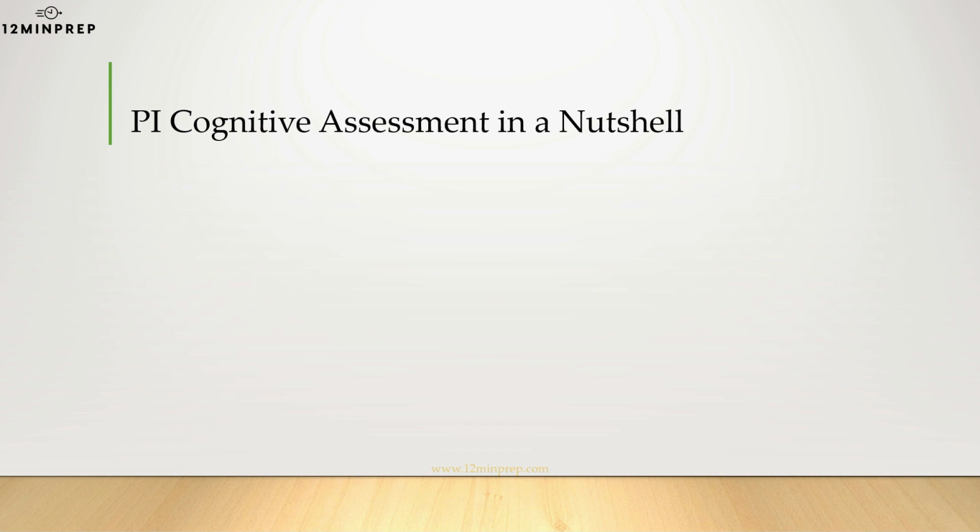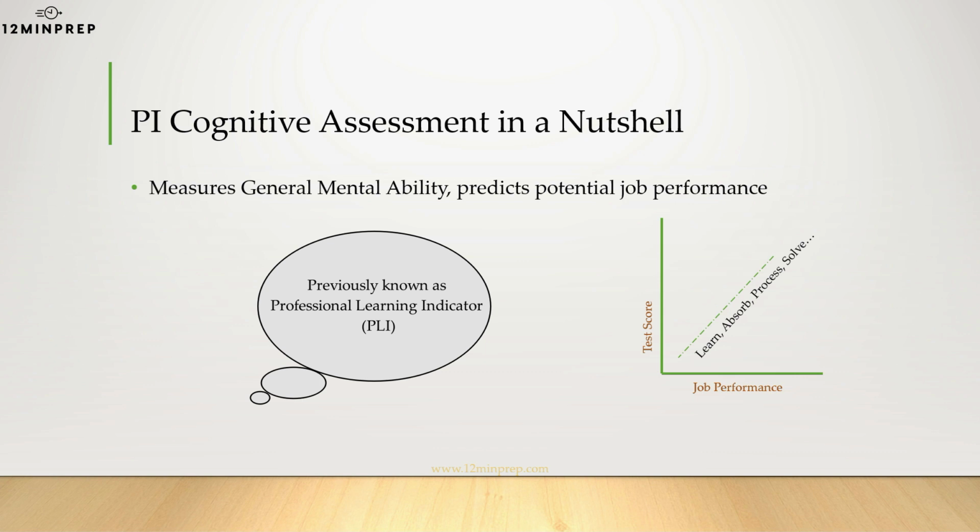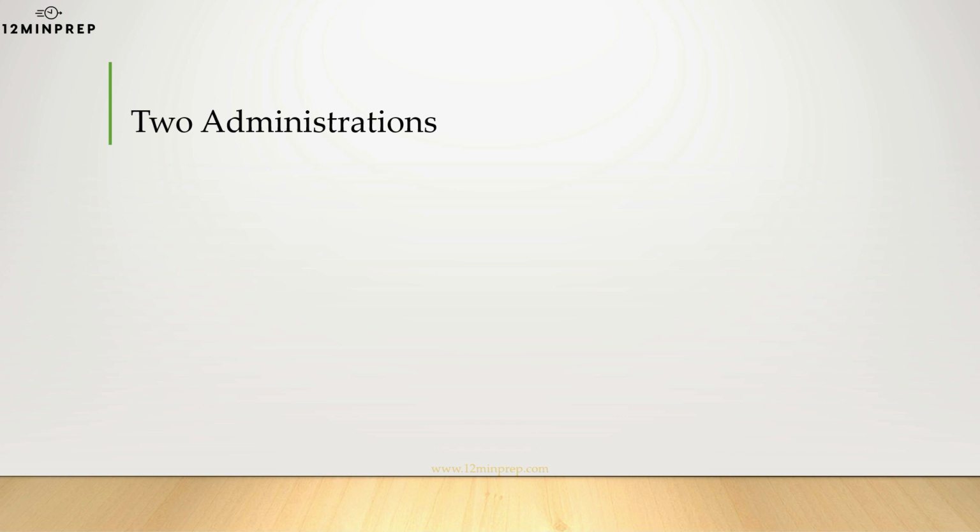Let's start. The PI, like many other pre-employment cognitive ability tests, measures general mental ability, which is said to be a predictor of job performance. It was previously known as the Professional Learning Indicator, or the PLI test. You should expect 2 rounds of testing. The first is done remotely, via a link that will be sent to your email. The second verification test will be administered at the employer's premises.